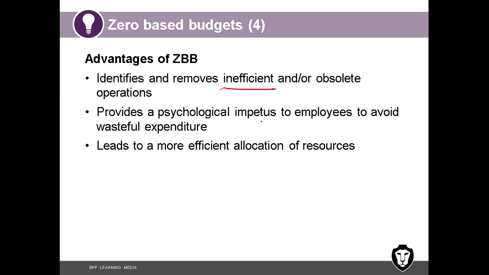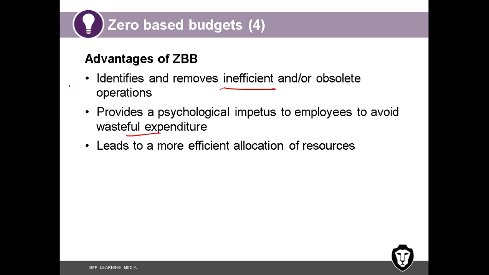It provides a psychological impetus to employees to avoid wasteful expenditure. Now managers will know the budget is going to be prepared based on analysis and justification. So I can't include any slack. I can't include any inefficiency. I have to be careful. I can't waste anything. This mindset is created. So there is a mental lock that they will not think of any wasteful activities. It leads to a more efficient allocation of resources.